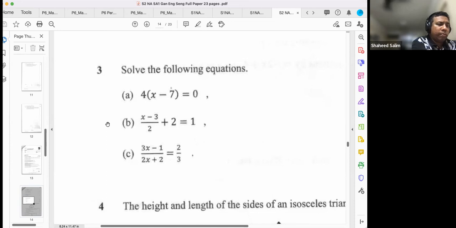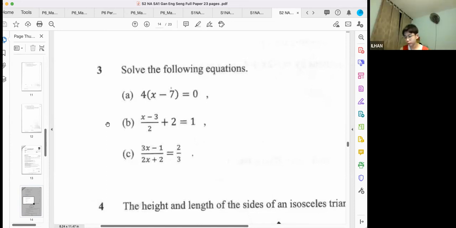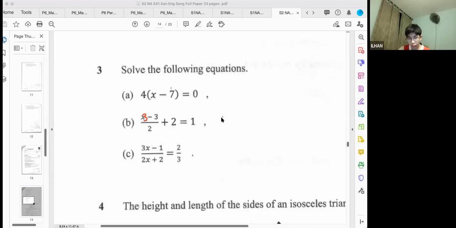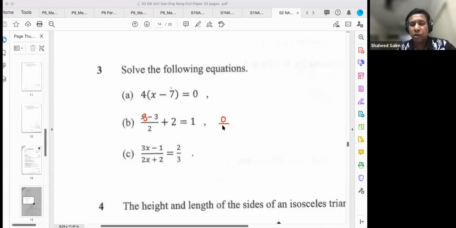Is the answer 3? No. X equals 3? Okay, B. Let's try it out. So now we put 3 here. 3 minus 3 equals 0. 0 divided by 2 is 0. Then you are left with 2 equals to 1, which is not true. So your answer is not correct.